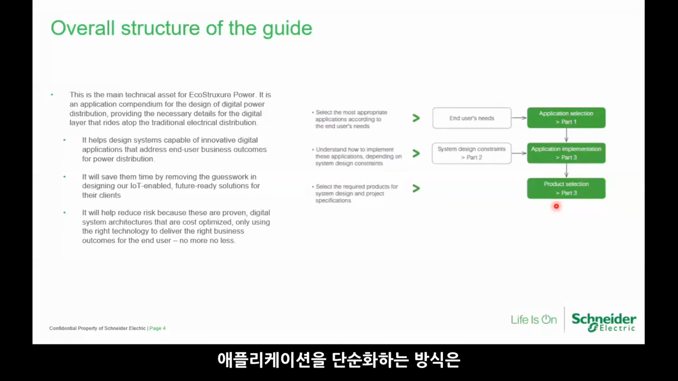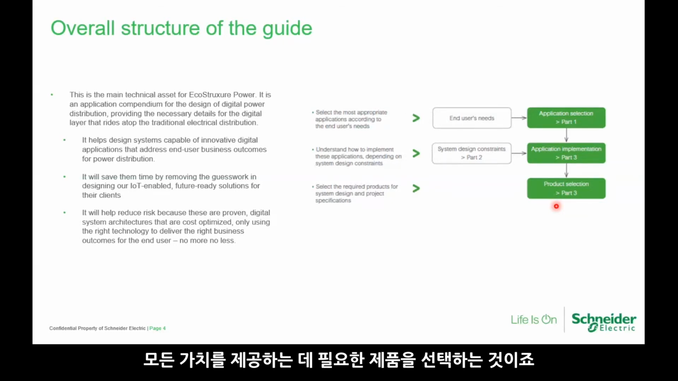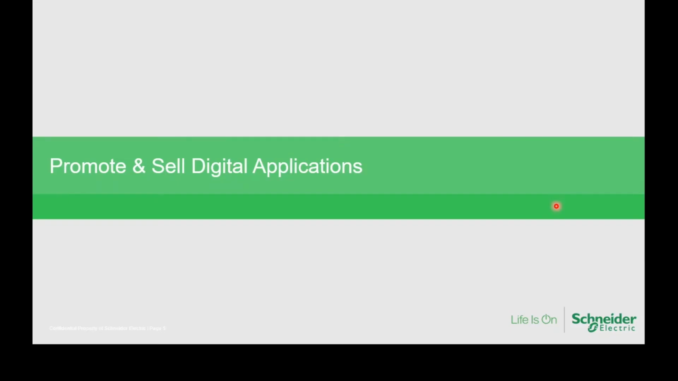And then, of course, the way to simplify is not just to select the product, but really to select the application. After that, what are the products required to fulfill the application, and eventually bring all the values to the end users.